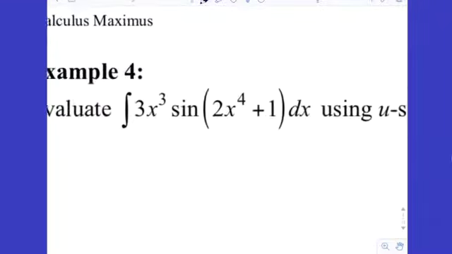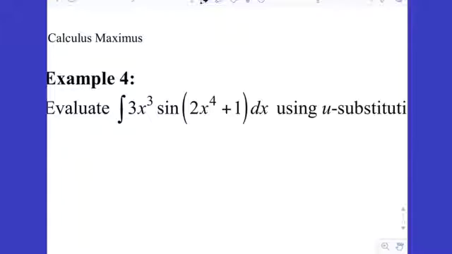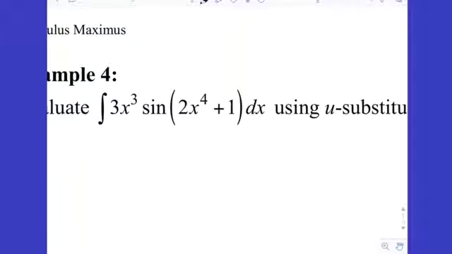All right, so now example 4 says to evaluate this integral. So you walk up to the problem, and you identify that it has 2 variable factor groups, right? 3x cubed and the sine of 2x to the fourth plus 1. There's no product rule for integration, so it's probably going to be U sub or pattern recognition. Which factor has more information?